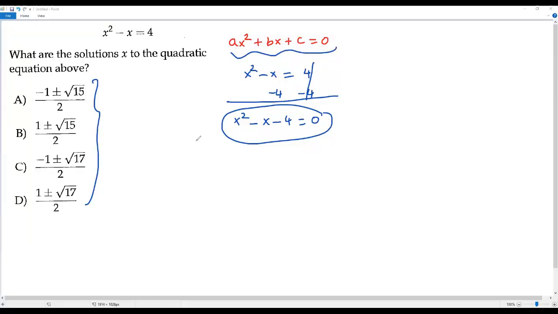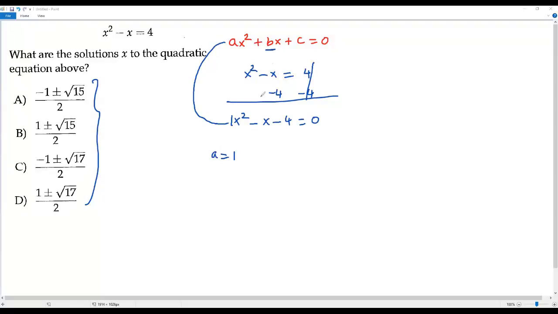If I want to use the quadratic formula for the given quadratic equation, I have to know the values of a, b, and c. Now let's compare ax squared plus bx plus c and the quadratic equation x squared minus x minus 4 equals 0. So a is the coefficient of x squared. What's the coefficient of x squared over here? It's just 1, because we don't have any number in front of x squared, we have to assume it's 1. So a equals 1.